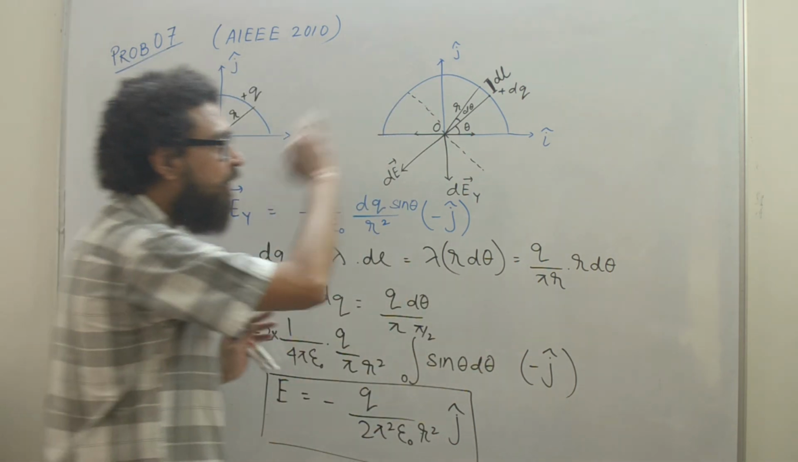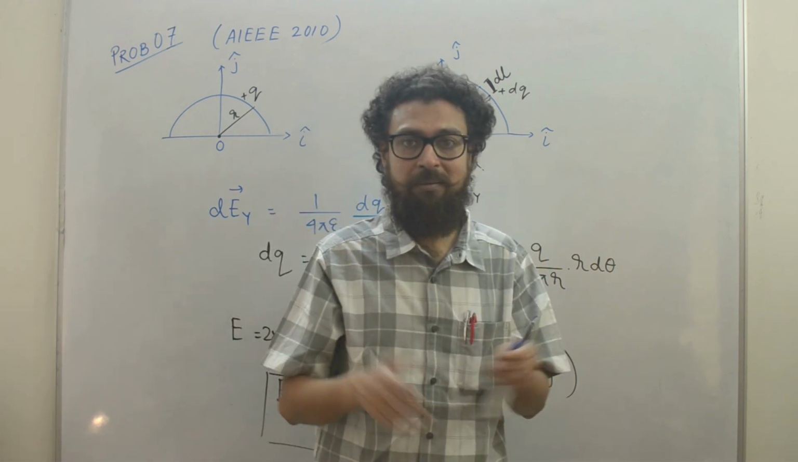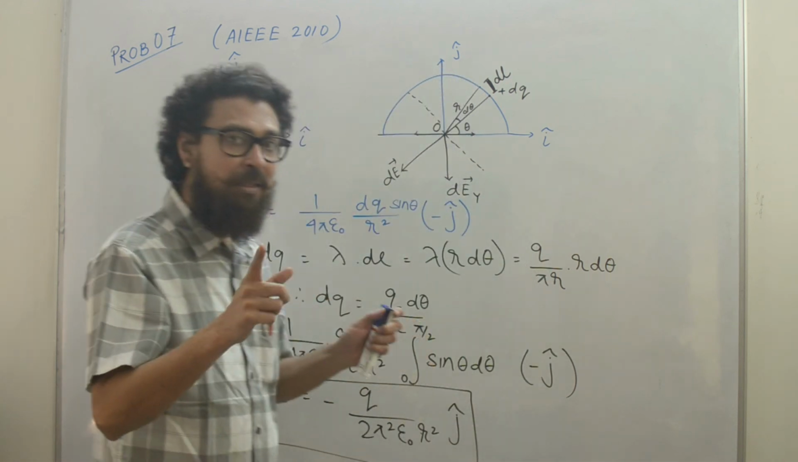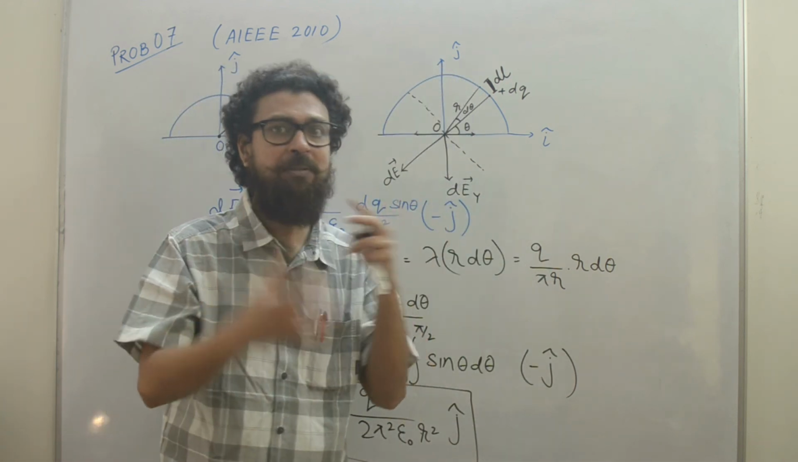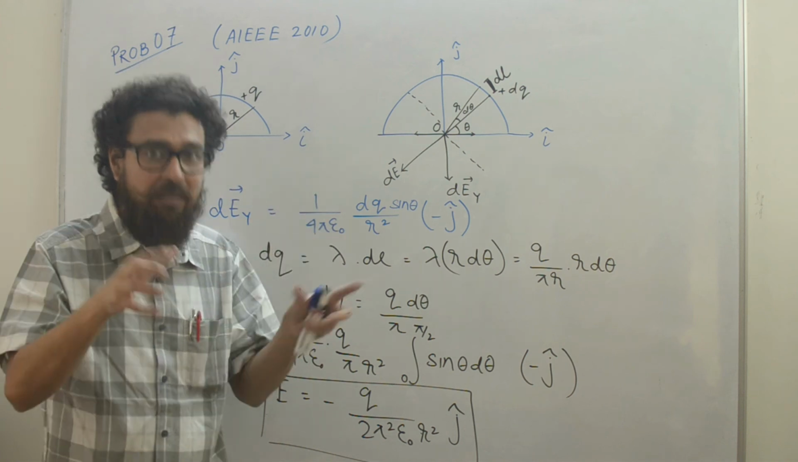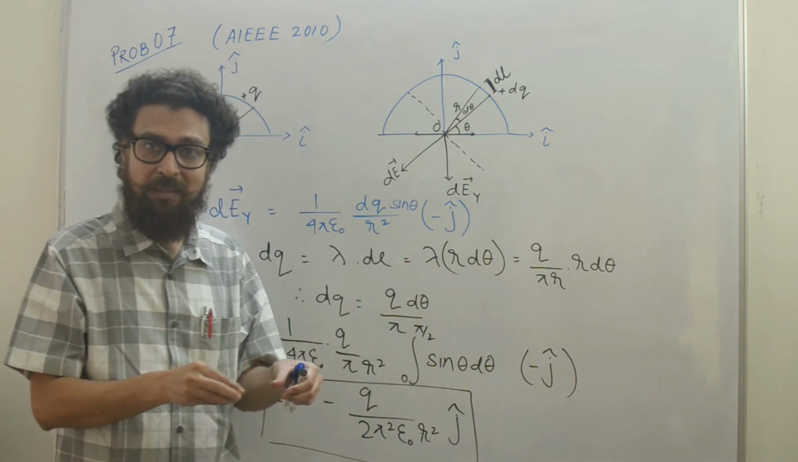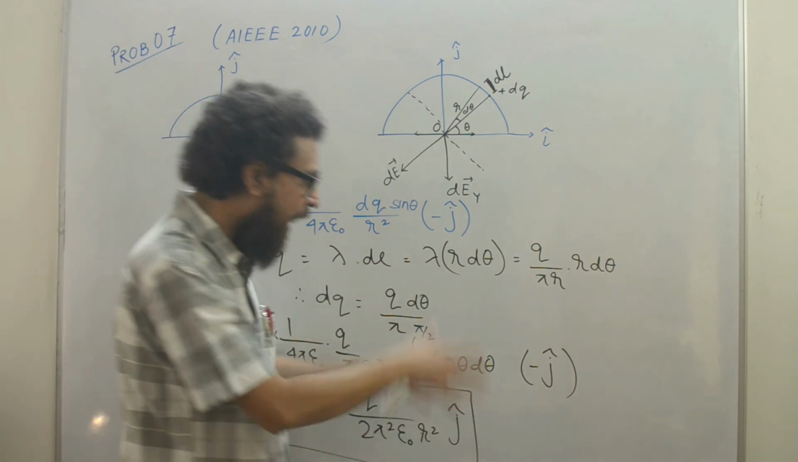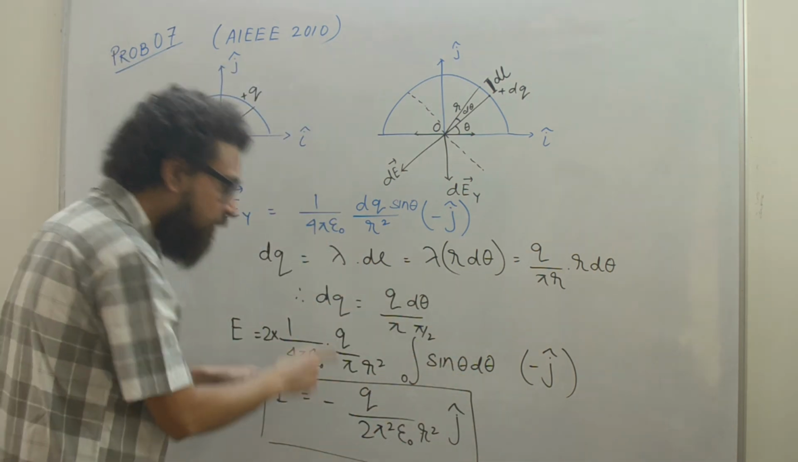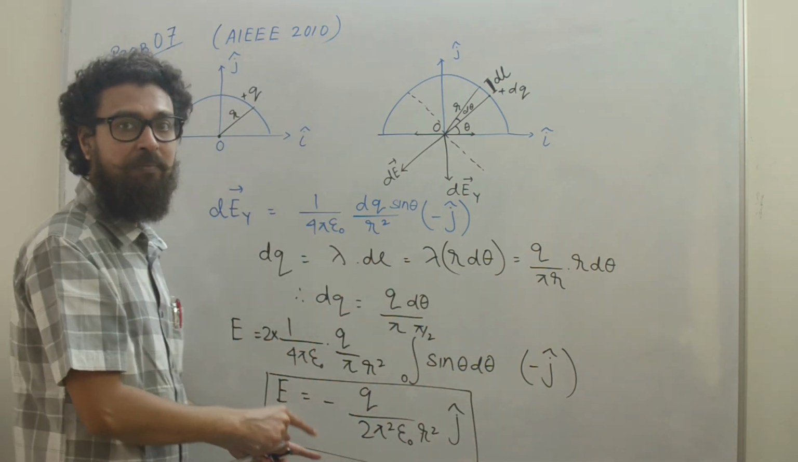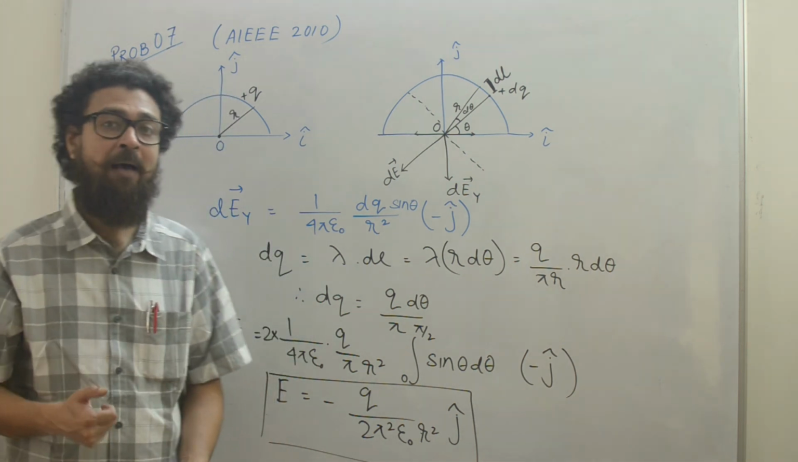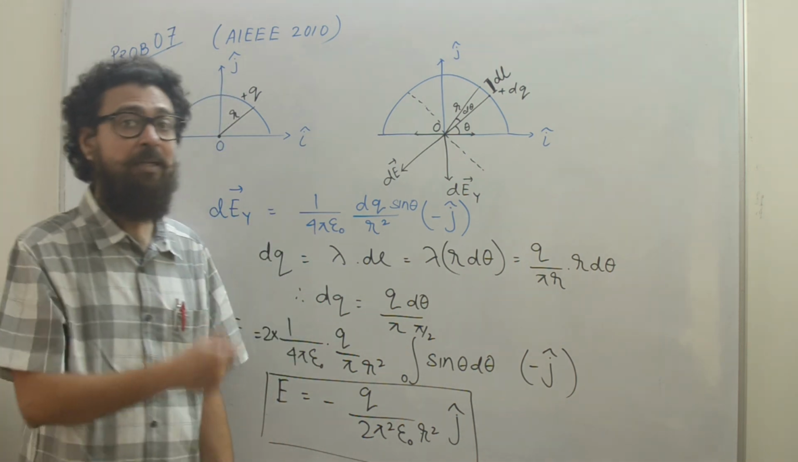But here, when they give a semicircular ring, they are asking you to think about what happens if the ring is not complete. If it is complete, the field is 0 at the center, but if it is not complete, we have a field in a particular direction, and this way we can solve it. So here we have to think about how we can approach it.